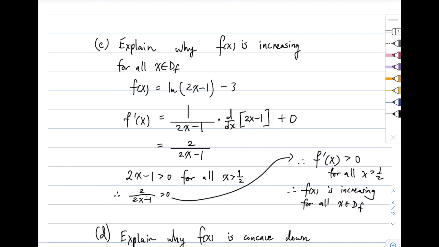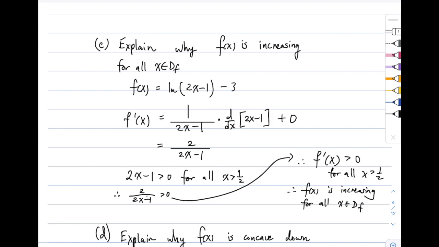Okay, and that's enough of an explanation. In fact, that might be more than what you need. But I think there are some things that you need. You need to demonstrate that you understand why something is positive. Show that the derivative is positive. Connect that to the fact that the function is increasing.